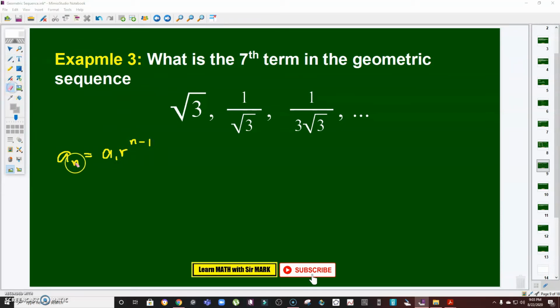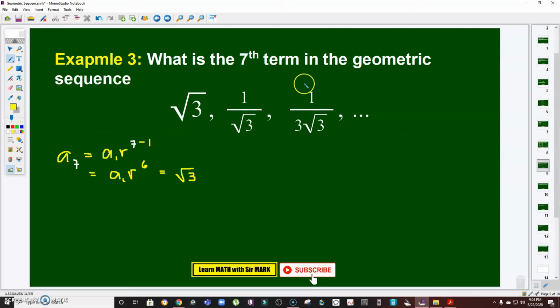But since we're looking for the 7th term, let me erase n and replace it by 7. See that? So, this can be simplified as a sub 1, r raised to 6. What I have here is the first term, which is square root of 3. But we do not have the common ratio. So, take note, to get the common ratio, either you divide the second term by the first term, or the third term by the second term. Either of the two will work, since from the word itself, common ratio.